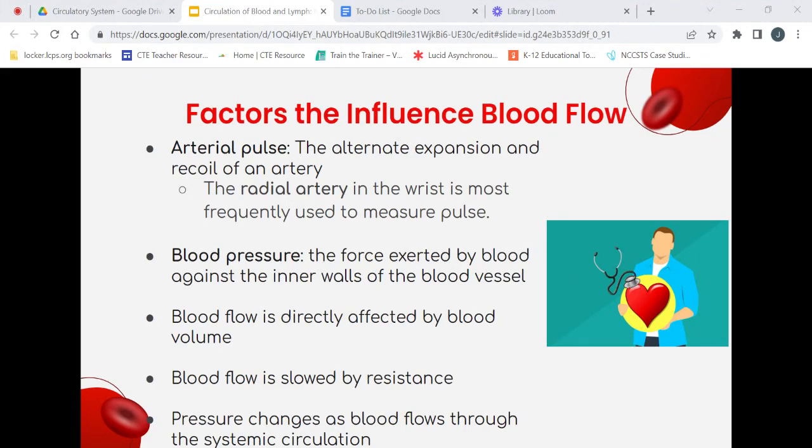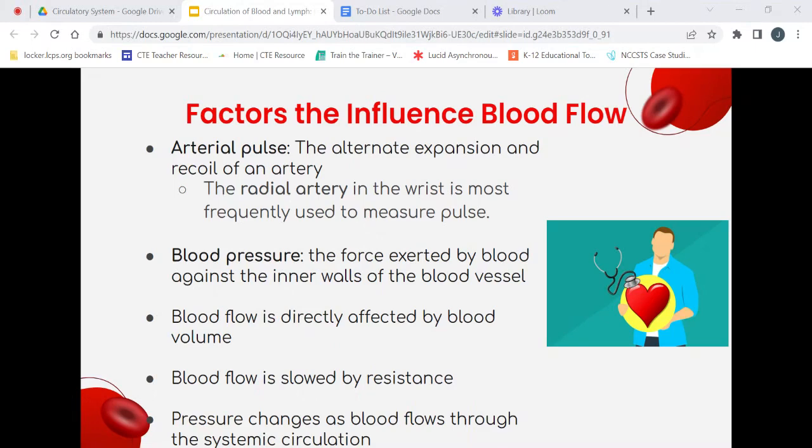Blood flow is slowed by resistance. Peripheral resistance is the opposing force to blood flow caused by viscosity, or thickness, of blood and by the friction between the blood and the wall of the blood vessel. When peripheral resistance increases, blood pressure increases.